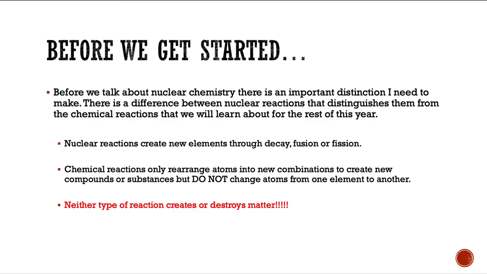Nuclear reactions will change the identity of an element by changing the composition of the nucleus, but chemical reactions will not change the nucleus of an atom. All we're doing in a chemical reaction is rearranging atoms. Okay, but regardless of what type of reaction we're talking about, neither type of reaction creates or destroys matter.